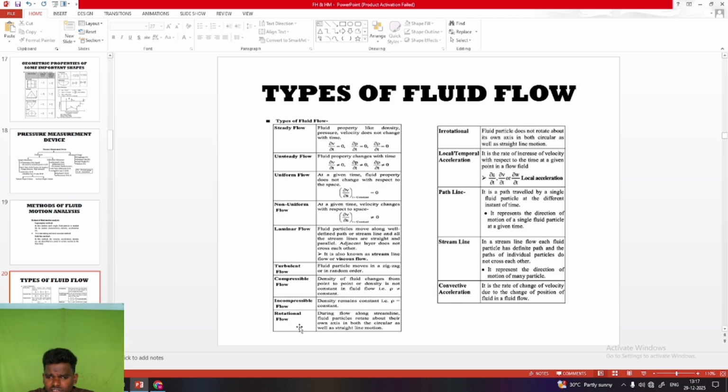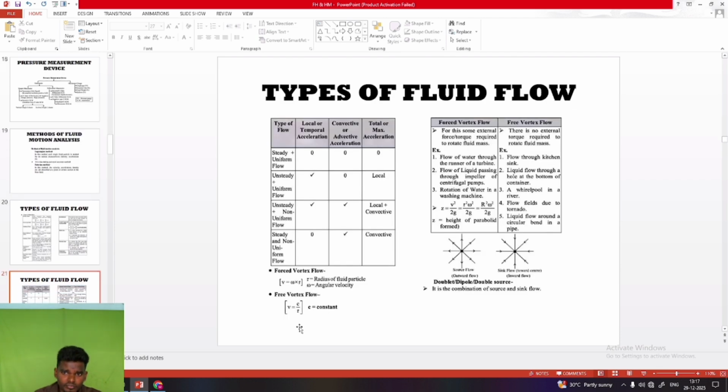Path line is the path travelled by a single fluid particle at different instants of time. It represents the direction of motion of the single fluid particle at a given time. Streamline is a streamline flow. Each fluid particle has a definite path, and the paths of individual particles do not cross each other. It represents the direction of motion of any particle. And convective acceleration is the rate of change of velocity due to a change of position of fluid in a fluid flow.